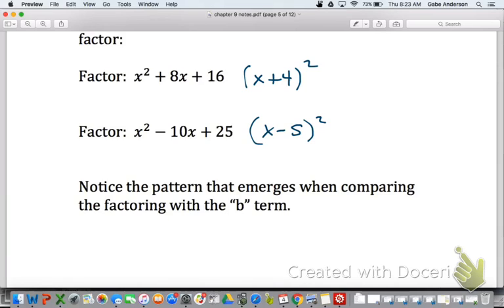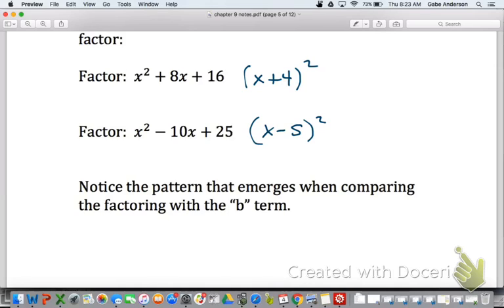Okay, right. So it's a perfect square. I totally agree with you. It's a perfect square. But what? So the first one, what's the b? 8. How does that compare with the number within the factoring? It's double it, right? So the 4 is half the 8, right? Do you see the same pattern in the other factoring? Oh yeah. The negative 5 is half of the b.